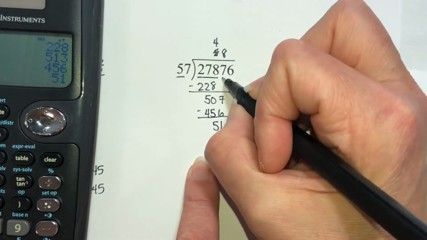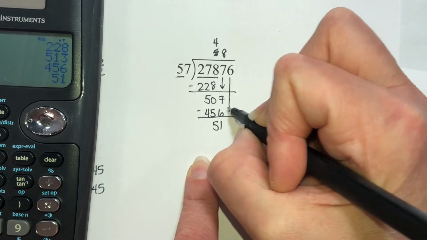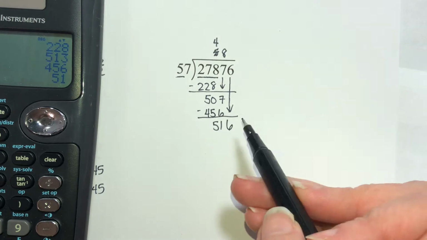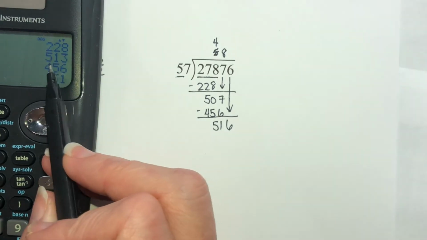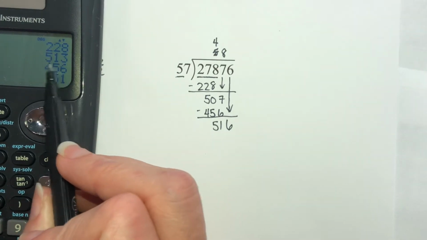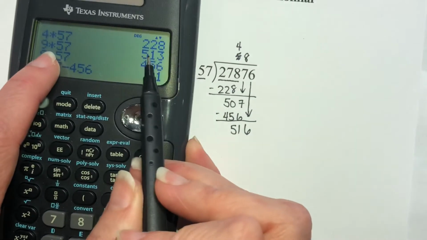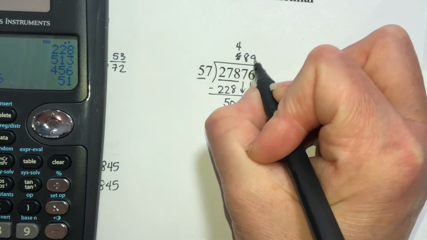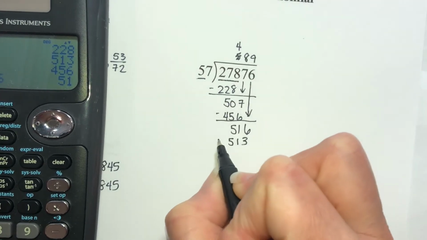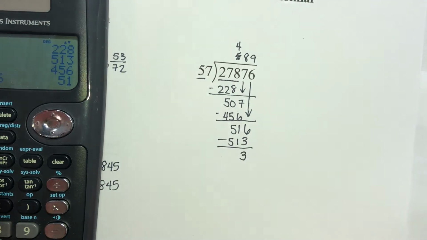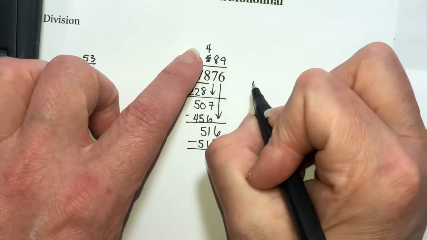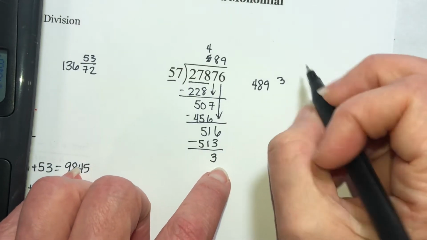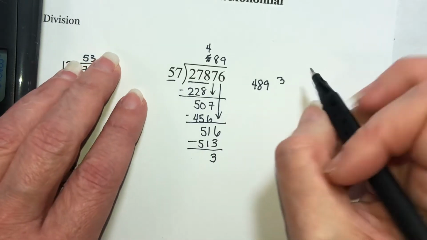Okay, so let's see, we brought down that 7, now we're bringing down this 6. So I have 516. Well, we just did 9 times 57 and got 513, so that's really close, right? So I'm going to put a 9 here. And we know it's 513, which means we have 3 left. So my answer is 489 and 3 over 57.